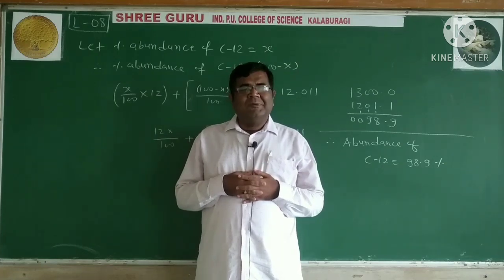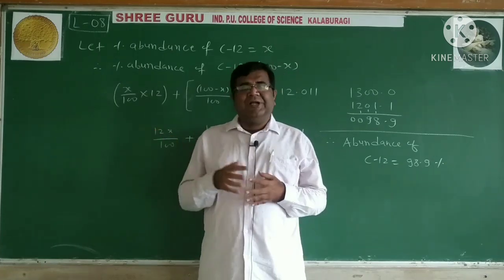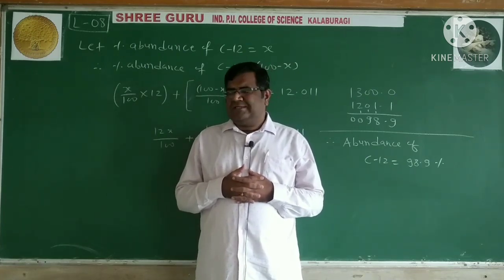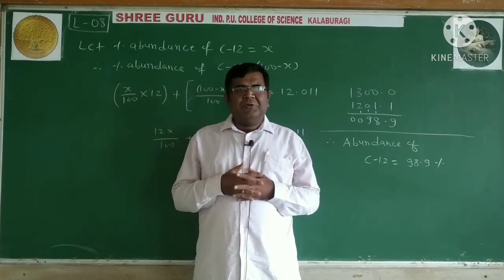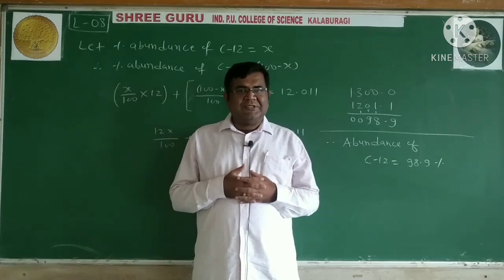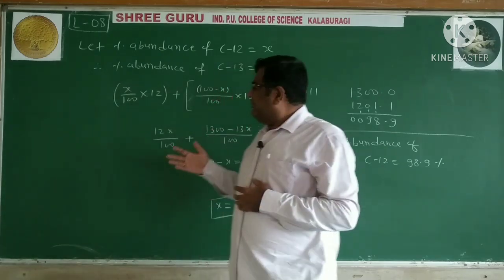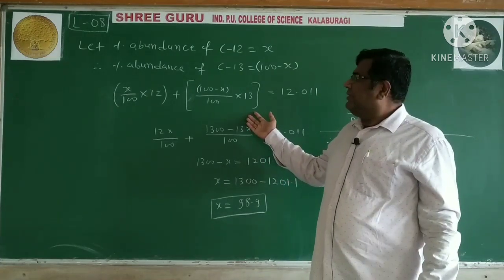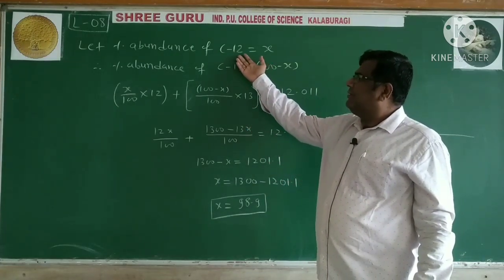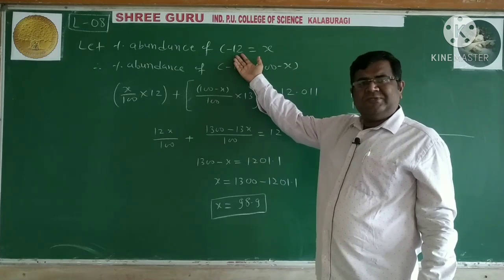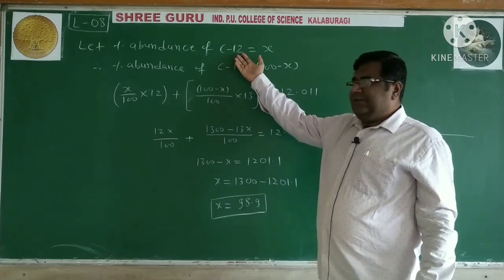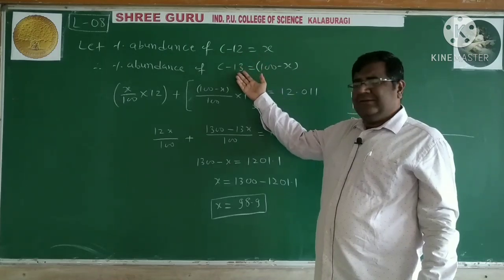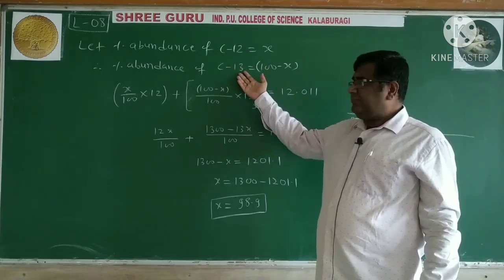In last class we were solving this question regarding the percentage abundance of C12 and C13, but due to some technical mistake that was incomplete. The question you already have written. They are asked to calculate the percentage abundance of C12. And there are two isotopes of carbon present in the mixture, C12 and C13.